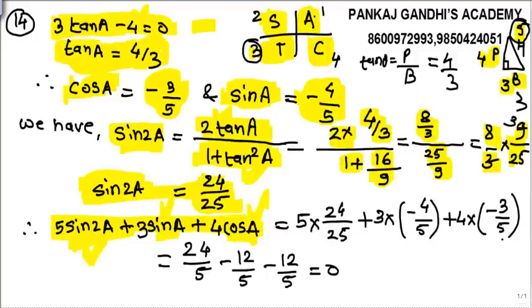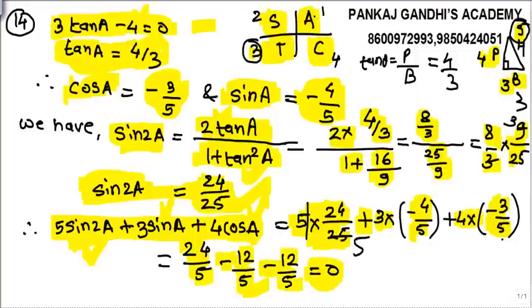Let's put the values in this expression. So what we will get? 5 into sin 2A, so 24 by 25 from here. 5 into 24 by 25 plus 3 into minus 4 by 5, plus 4 into minus 3 by 5. So this 5 will get cancelled, and this is minus 12 by 5. So it will come 24 by 5 minus 12 by 5 minus 12 by 5. It will come 0. So the value of this expression is 0.